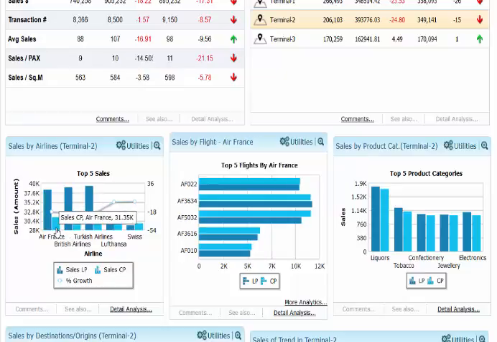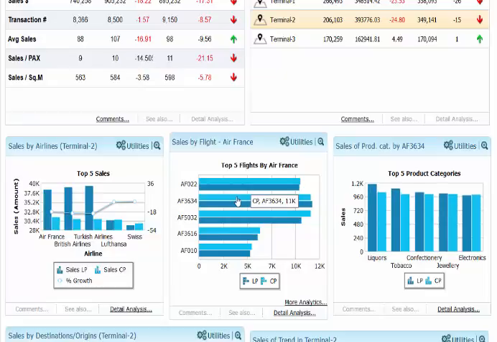She clicked on Air France and found that the flight AF3634 was showing lesser sales as compared to other flights, and upon clicking on AF3634 she found that the sales of some product categories, namely liquor, tobacco, confectionery and jewelry had drastically declined for this particular flight.